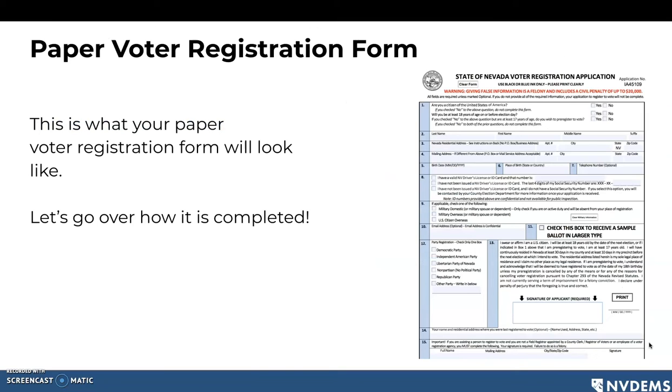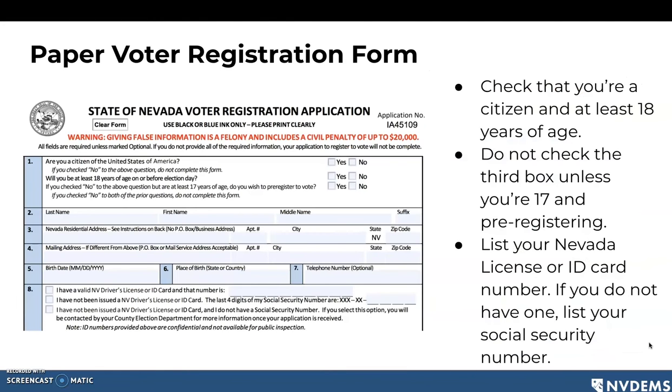So now we're going to go over how you complete this paper voter registration form once you've either printed it off or had it mailed to you. At the top of the form, you're going to check that you're a citizen and at least 18 years old or older. Don't check the third box unless you're 17 and pre-registering to vote. Then you're going to list your Nevada driver's license or ID card number. If you don't have one of those forms of identification, list your social security number instead.